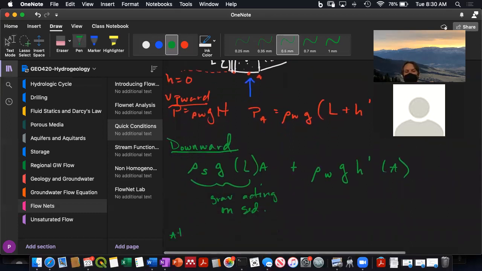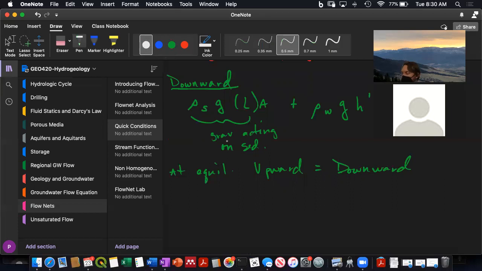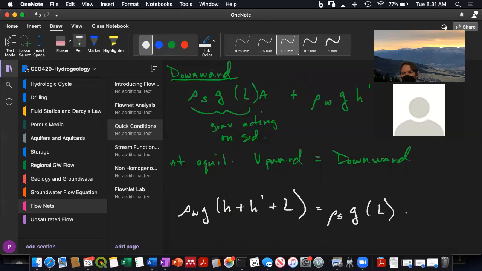So if sediment's not moving, or if we're at static equilibrium, upward equals downward. All right, so I'm just going to set these two equal to each other and then do some algebra. So my upward is rho water G times H plus H prime plus L. And my downward was rho S G times L plus the fluid pressure at the top of the cube, rho water, G times H prime. And each of these had an A multiplied by it.